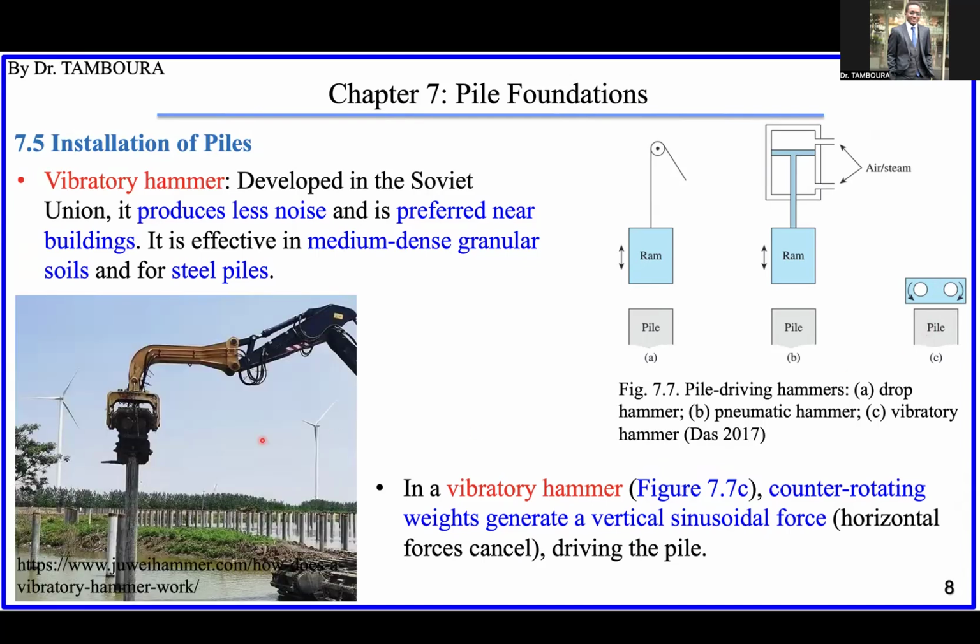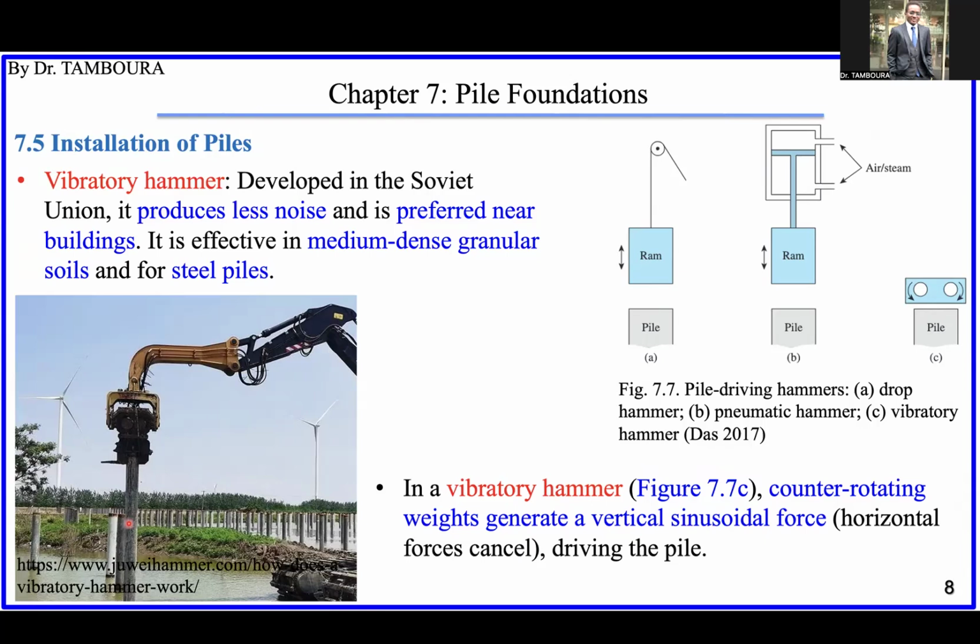This is a photo now. The previous one was just a drawing illustration, but this is a photo. You can see these two circles here, similar to this system, and just by small vibration, it pushes the pile into the ground. This vibro hammer and the impact method, as we said, are for steel pile, timber, and precast concrete.